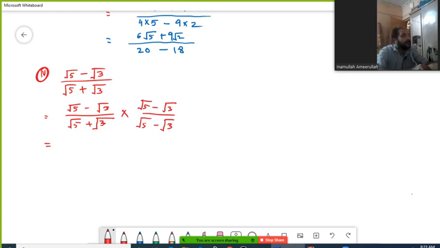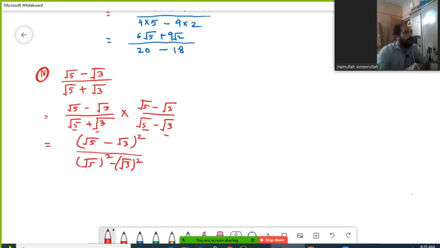In the numerator, when you multiply, it looks like a minus b times a minus b, 2 times. So we can say a minus b the whole square. So root 5 minus root 3 whole square upon, and this denominator looks like a plus b, a minus b. So here we can take a square minus b square, like this.